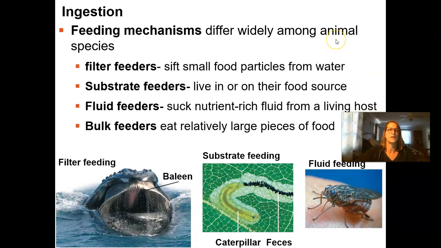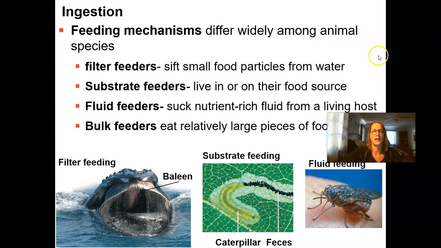So there are several different feeding mechanisms involved in the stage of ingestion, and they differ a lot among the different types of animals. So first we have filter feeders. Filter feeders typically are feeding in water, and they will sift through water for the small particles of food that they can find.